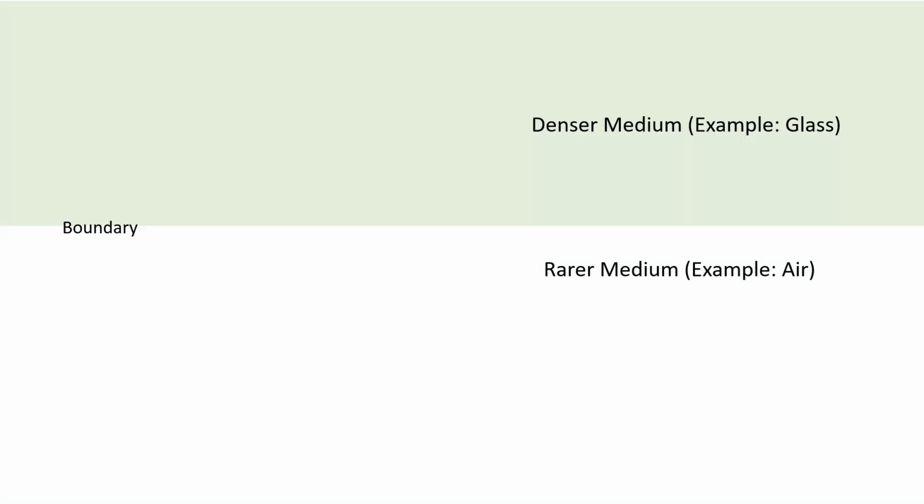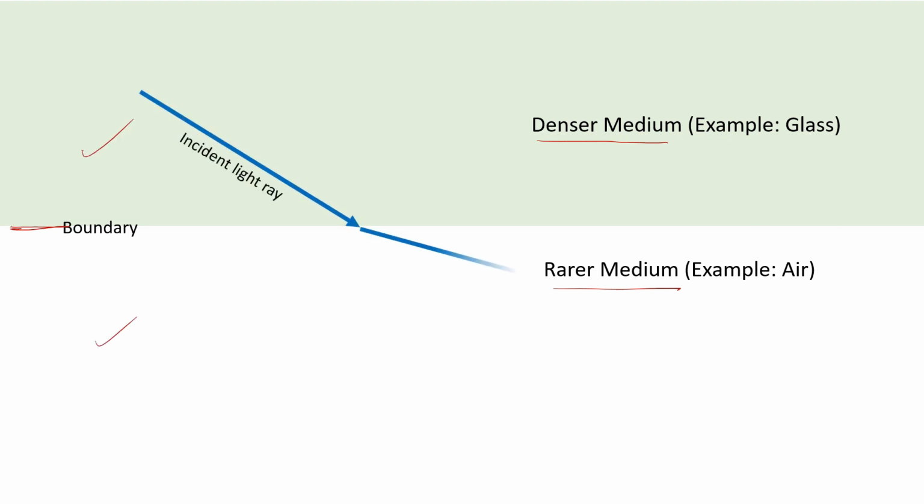Now, another example. Here, this is the denser medium, this is the rarer medium, and this is the boundary between the two mediums. Observe what is happening here. Light is falling on the boundary and entering the new medium, but it is bending to that side. This is also refraction of light, that is, the bending of the light ray is taking place.